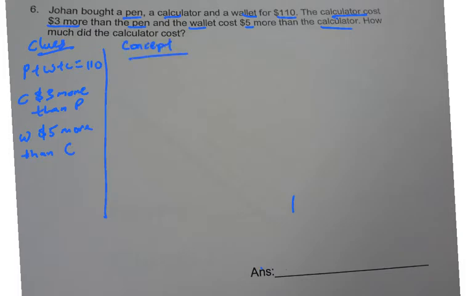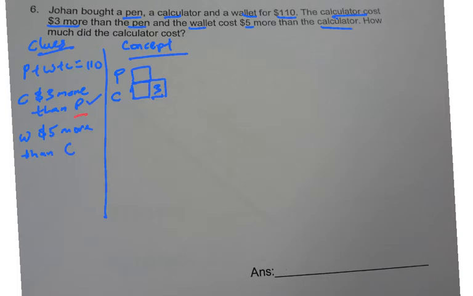We try to identify which item is the smallest. So since calculator is more than pen and wallet is more than calculator, we realize that pen is the smallest. So we give the smallest item 1 unit and we can draw a calculator. Calculator is the same 1 unit plus another $3. And settle this.